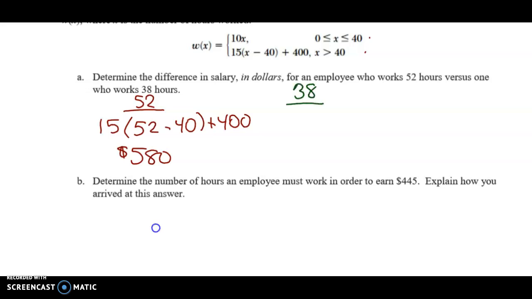Now 38 hours. So again, which interval does it fall into? 38 is between 0 and 40, so I'd use the first one. This person gets $380. Now it tells me I need to find the difference in their salaries.